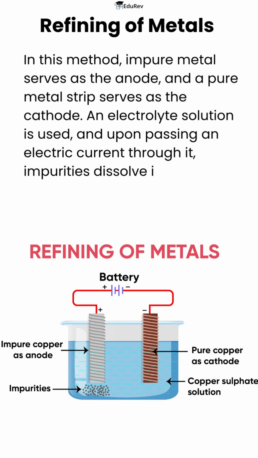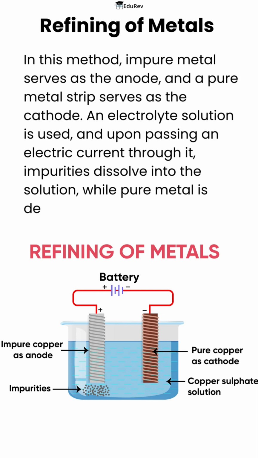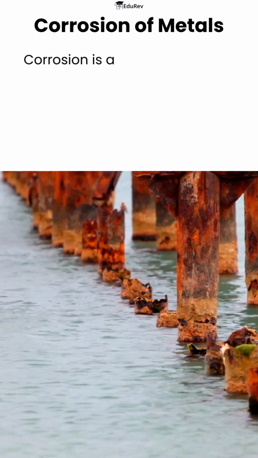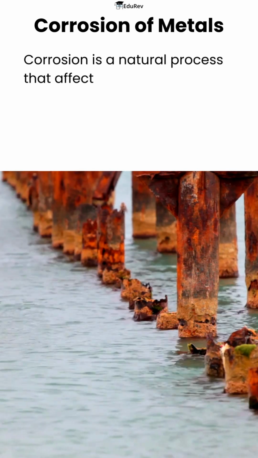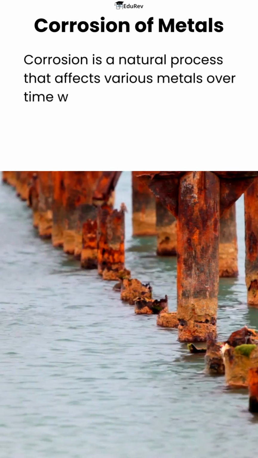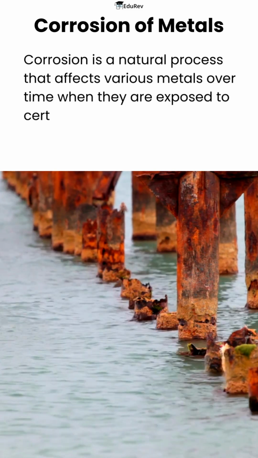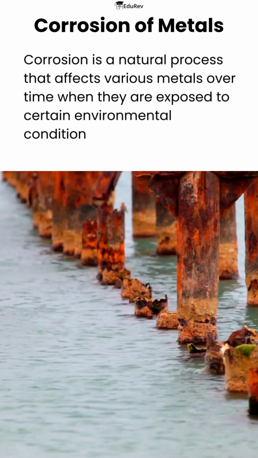This process is frequently employed for refining metals like copper, zinc, tin, nickel, silver, and gold. Corrosion of metals. Corrosion is a natural process that affects various metals over time when they are exposed to certain environmental conditions.